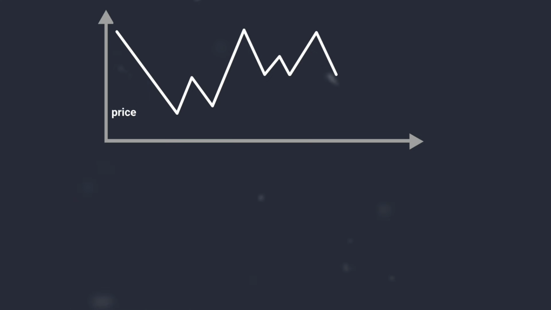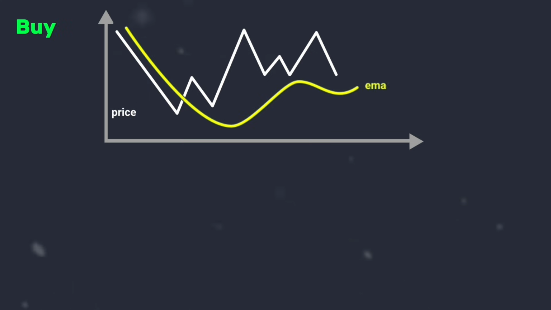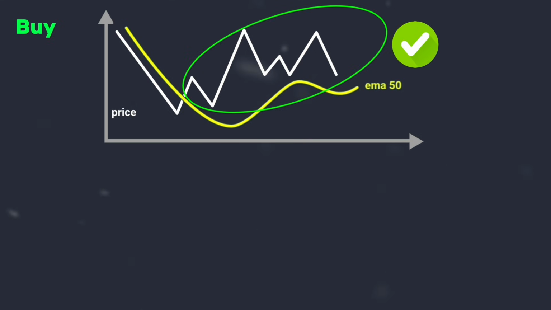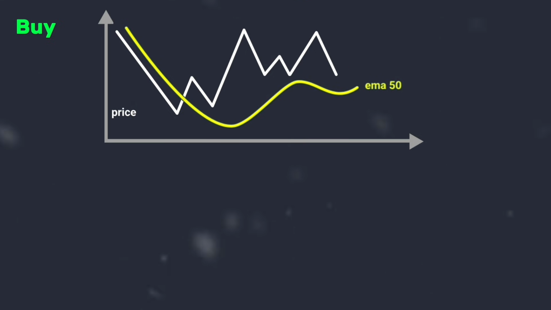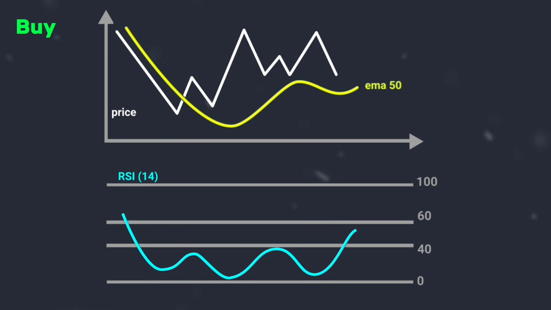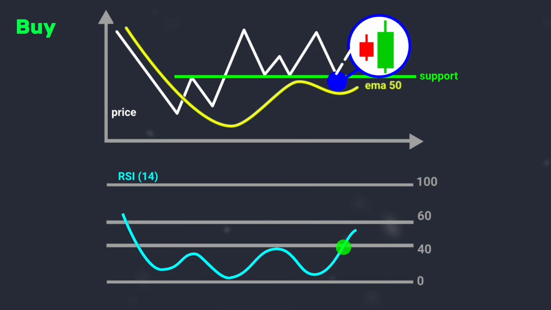So in summary, for a buy, first, we check the 50 EMA. If the price is above the 50 EMA, we then look at the RSI. Whenever the RSI crosses above 40, and the price is at a strong support zone, we can enter a buy. If a candlestick confirmation, such as a bullish engulfing, also appears, it adds more confidence to the trade.